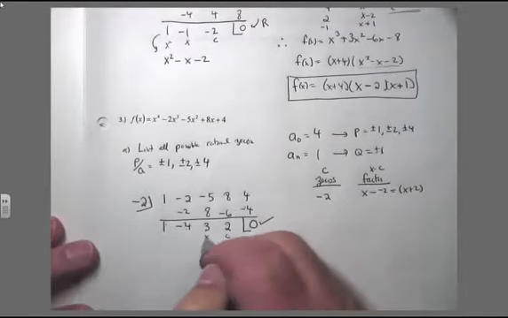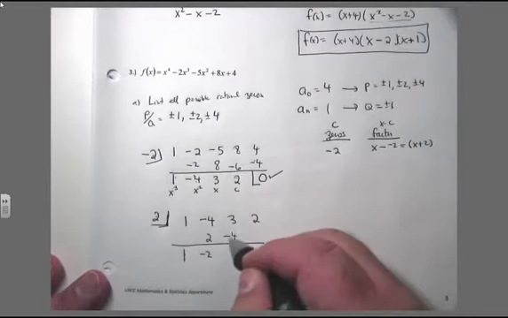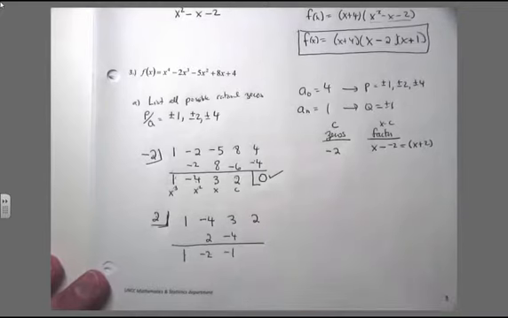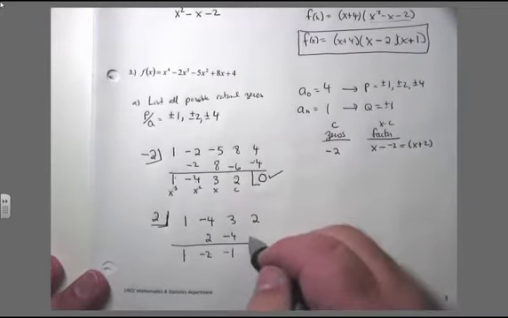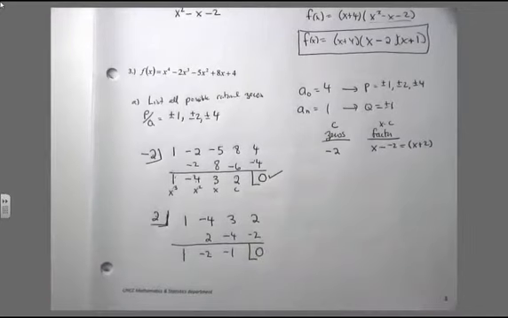So skip a line, draw a line. Bring your first victim down, 1. Multiply 2 times 1 is 2. Add negative 4 plus 2 is negative 2. Below the line, multiply 2 times negative 2 is negative 4. Add 3 minus 4 is negative 1. Multiply 2 times negative 1 is negative 2. Add, I get 0.